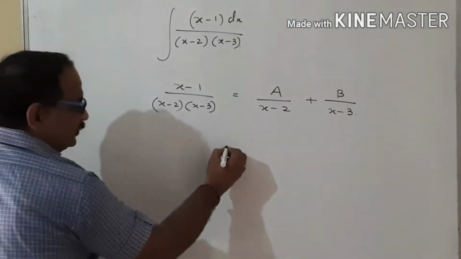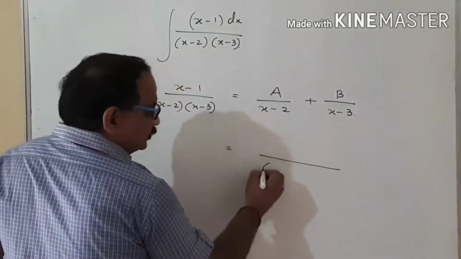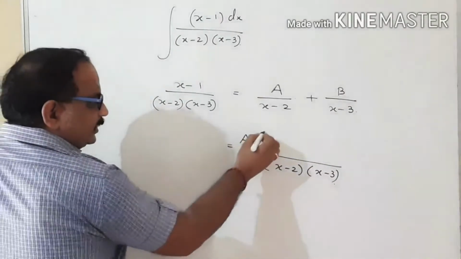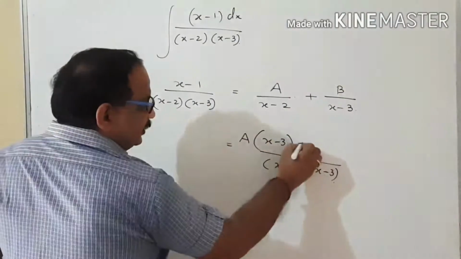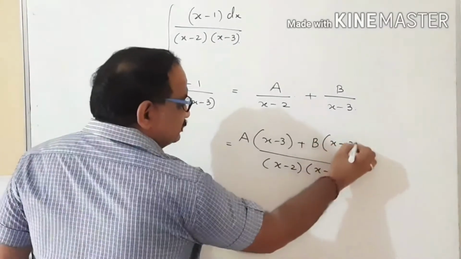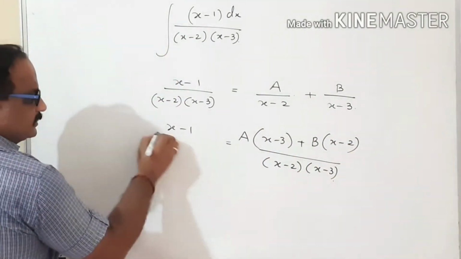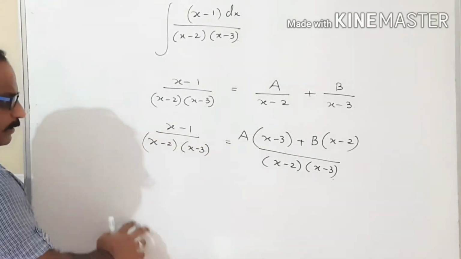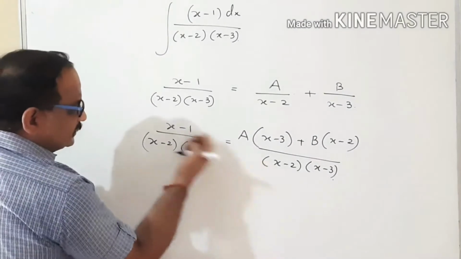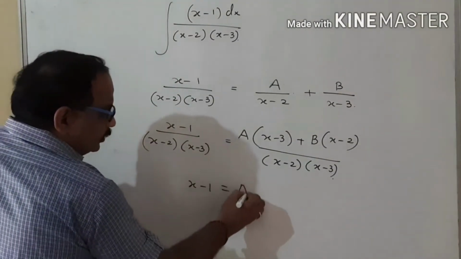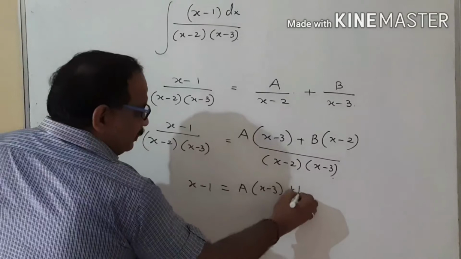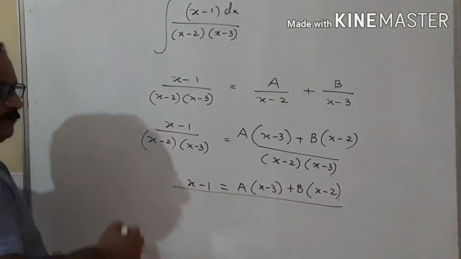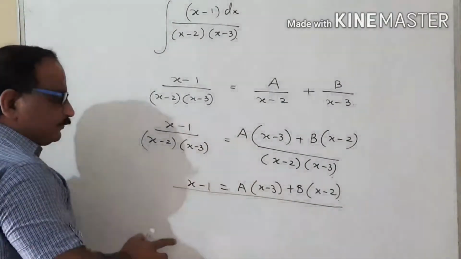After that, we take the LCM, that is (x minus 2)(x minus 3). Here is A times (x minus 3) plus B times (x minus 2). On the left hand side it is x minus 1 over (x minus 2)(x minus 3). Comparing both sides, the denominator is the same, so the numerator should equal A(x minus 3) plus B(x minus 2). This is defined as an identity. Identity means it holds for any value of x.